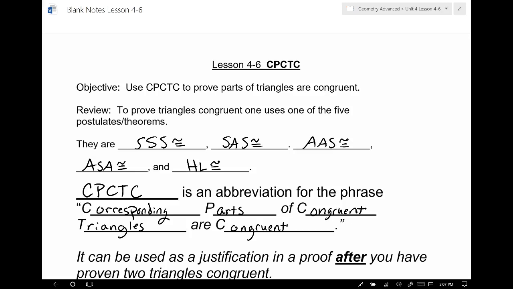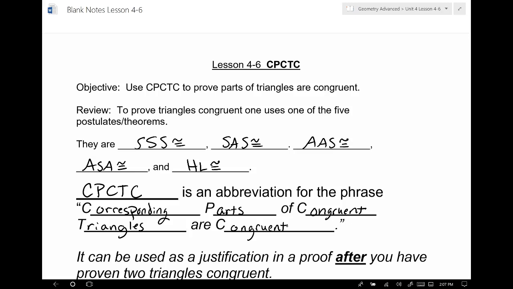Who thinks they can do a solo? Oh, yeah, okay, I have two people volunteer. All right, Connor, stand up. What is CPCTC? You have to stand up. And without looking, actually, you need to turn this way, because you can't see anything. All right, what does CPCTC stand for?